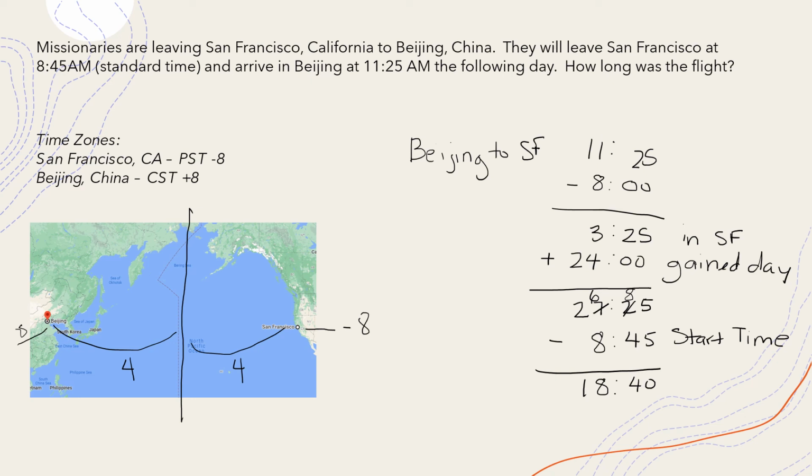So I either would have taken off the 8 hours up here, or I would have had to add the 8 hours onto here. Either way, it doesn't matter, but make sure you gain that extra day by adding the 24 hours because you cross the date line. So you need to add that into your calculation or it won't calculate correctly.